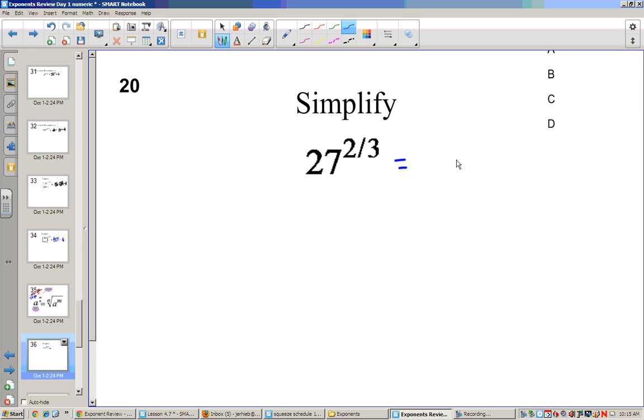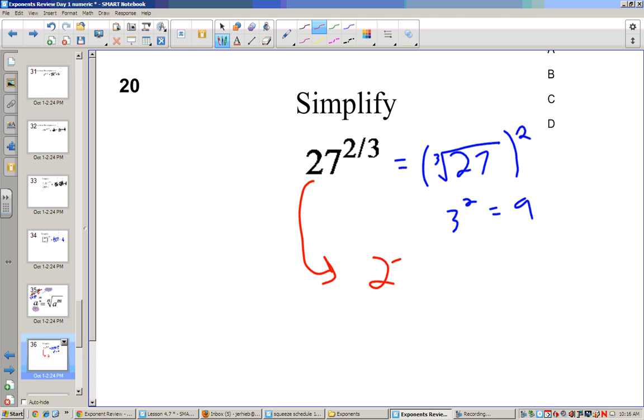we can take 27. The roots are on the bottom, so that's cubed root. And then we square it. The cubed root of 27 is 3. And when I square that, I get 9. We could also take this and do 27 squared and find the cubed root of that. However, I don't know what 27 squared is off the top of my head. So it gets a little nastier.